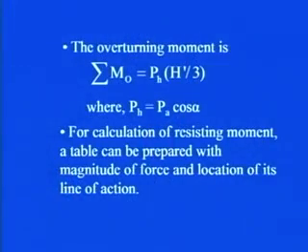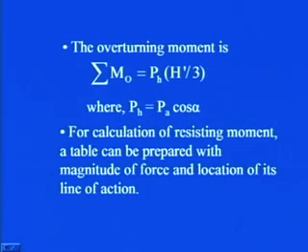Then the overturning force is just the horizontal component of the active force, which is pH, as I showed you in the previous slide. So, your summation of M naught is equal to pH into h prime by 3, because pH is the only force which is causing overturning about the point C. pH is equal to Pa cos alpha, the horizontal component of this active force Pa.